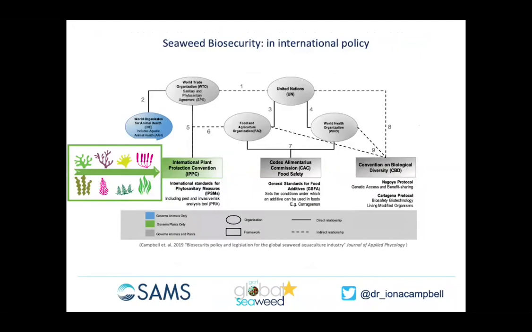Earlier on in the project, we looked at the international policy landscape, and we tried to understand how this policy landscape either fits or where there are gaps with the seaweed aquaculture industry. And one of the main things was the separation in many of the policies between aquatic animals and plants, and that seaweed industry actually falls under the International Plant Protection Convention when it comes to international management of biosecurity risks.